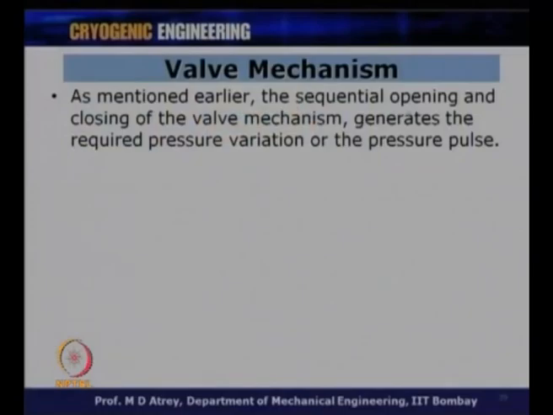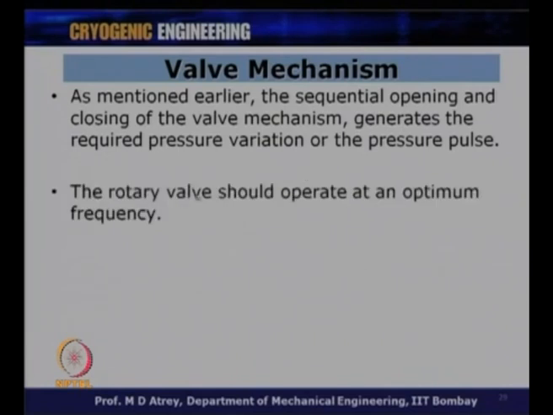The valve basically will determine for how much time it should take to reach maximum pressure, for how much time the maximum pressure should remain constant, how much time it should take to come down from maximum pressure to low pressure, and for how much time the low pressure should remain. All these things are taken care of by the valve mechanism, therefore the valve design is very, very critical. As mentioned earlier, the sequential opening and closing of the valve mechanism generates the required pressure variation or the pressure pulse. The rotary valve should operate at an optimum frequency.